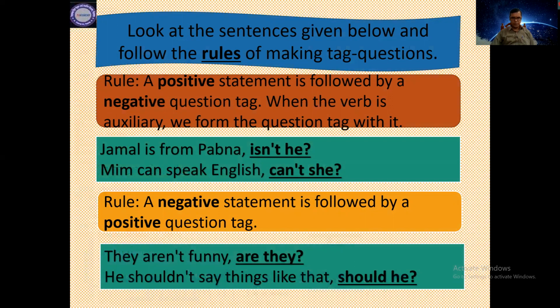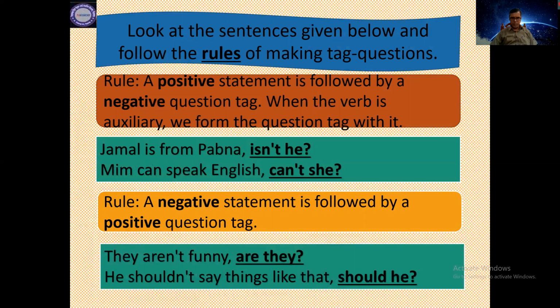Rule: a positive statement is followed by a negative question tag. When the verb is auxiliary, we form the question tag with it. Jamal is from Pabna. The auxiliary verb is is, and the sentence is affirmative, so the tag will be negative: isn't he? Mim can speak English, can't she?